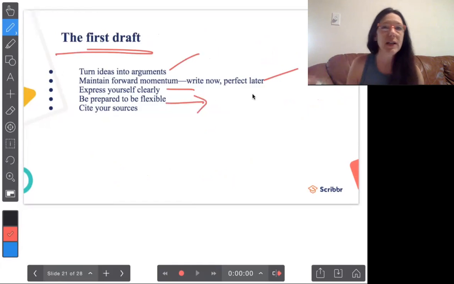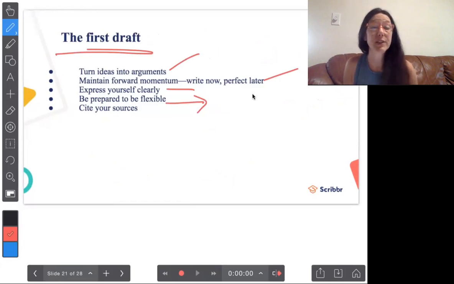That's the moving paragraphs around. That's the moving the order around. If something is really, really difficult to write, try to change the order. It might suddenly be easier to write.